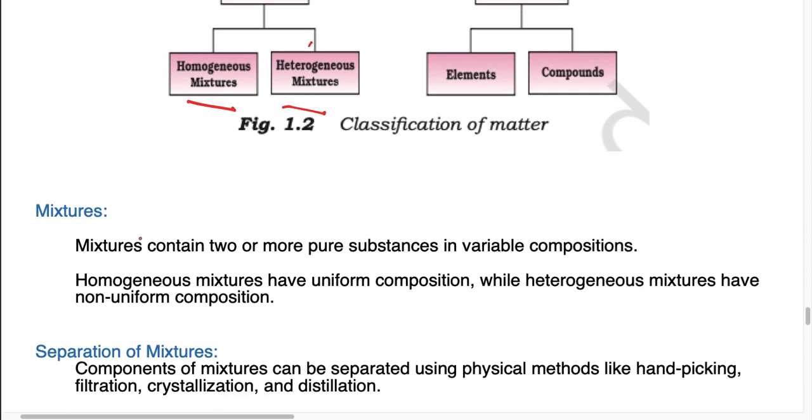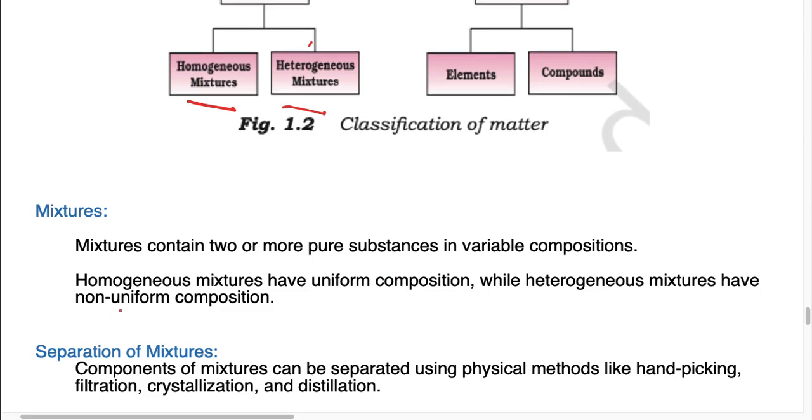The mixture contains two or more pure substances in variable composition. A mixture can be made out of two pure substances with variable composition. So we cannot say that a mixture is made with a definite composition, or that it has a fixed portion of each substance.